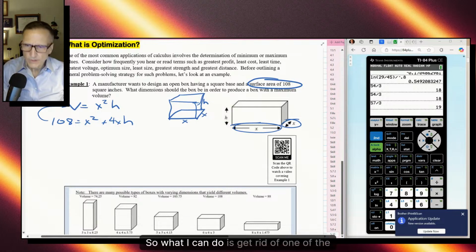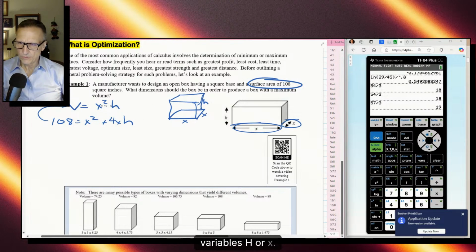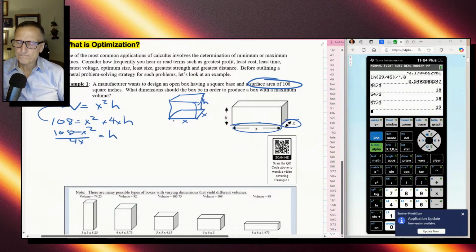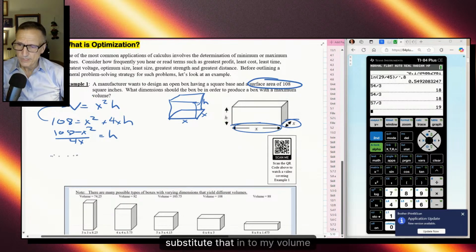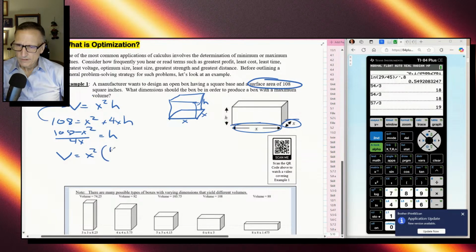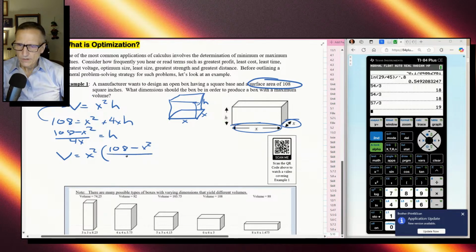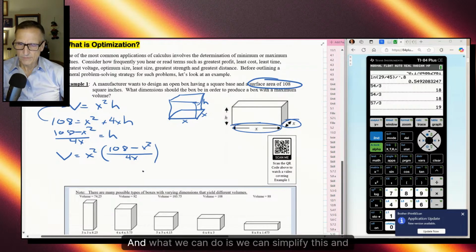Okay, so what I can do is get rid of one of the variables, h or x. Now, it's going to be a little bit easier, I think, to solve this for h and then plug that in. So I am going to subtract x squared and then divide by 4x. And that's what h would be. I will now substitute that into my volume, and that gives me x squared times 108 minus x squared over 4x.